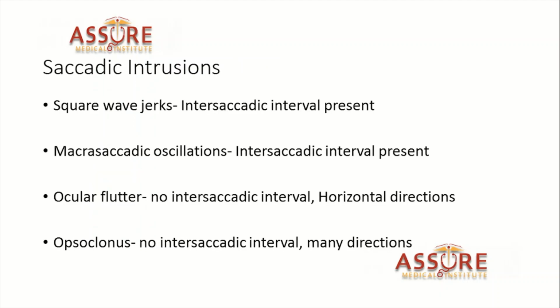Coming to saccadic intrusions, these are a spectrum. One end of the spectrum has square wave jerks and macrosaccadic oscillations, where an intersaccadic interval is present, and the other end has ocular flutter and opsoclonus, where there is no intersaccadic interval. Ocular flutter is rapid eye movements in the horizontal direction. In opsoclonus, it is multidirectional.